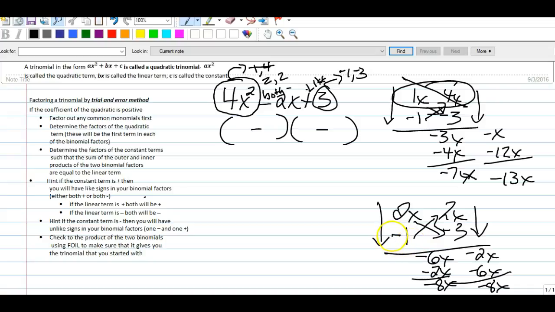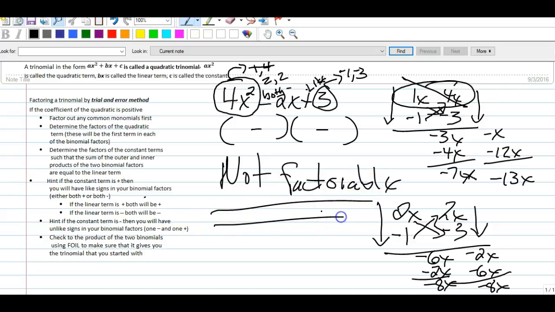So I've exhausted all of the possibilities using trial and error. So that means that this quadratic trinomial is not factorable. Not all trinomials are factorable. This one is one that's not factorable. So we say that it's prime.